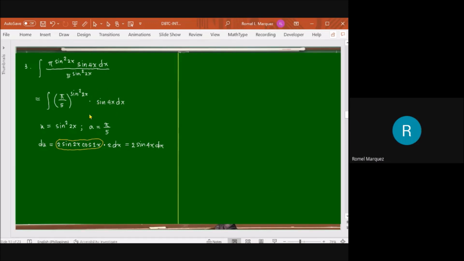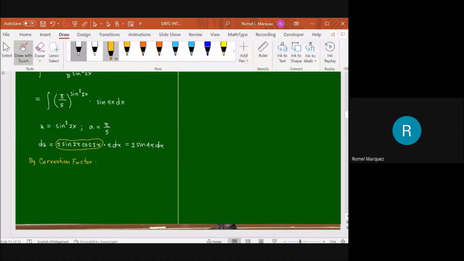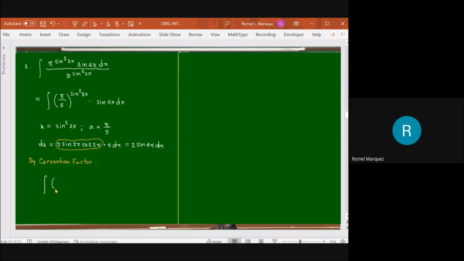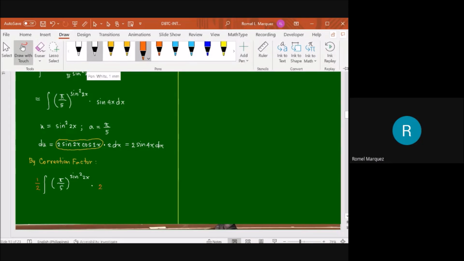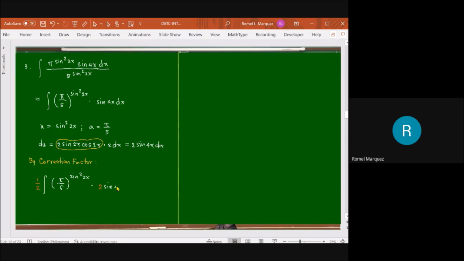So this is almost this differential. So the integrand together with the dx is almost this du, no? So let's have a correction factor. I'm going to correct the differential by multiplying it by 2. By correction factor, we have integral of pi over 5 to the sine squared of 2x times 2, and then balance outside by 1/2 to compensate. Remember, only constants can be introduced in and out. Then times sine 4x dx.